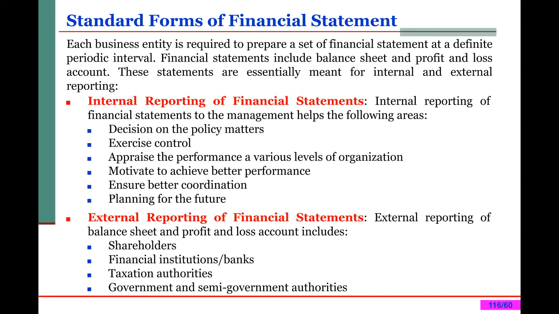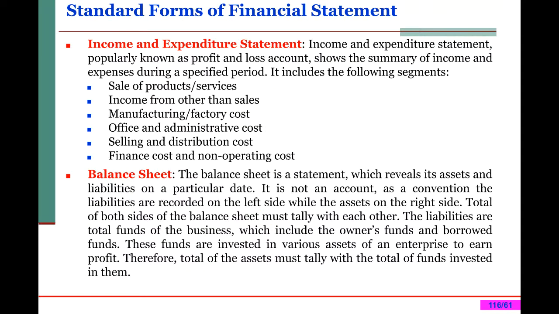External reporting of financial statements. External reporting of balance sheet and profit and loss account includes shareholders, financial institutions/banks, taxation authorities, government and semi-government. Income and expenditure statement, popularly known as profit and loss account, shows the summary of income and expenses during a specified period. It includes the following segments: sale of products/services, income from other than sales, manufacturing/factory cost, office and administrative cost, selling and distribution cost, finance cost, and non-operating cost.